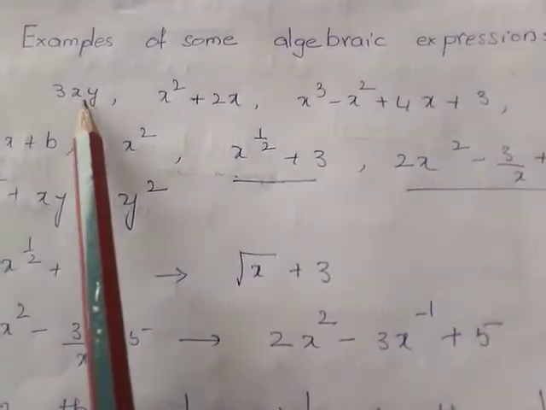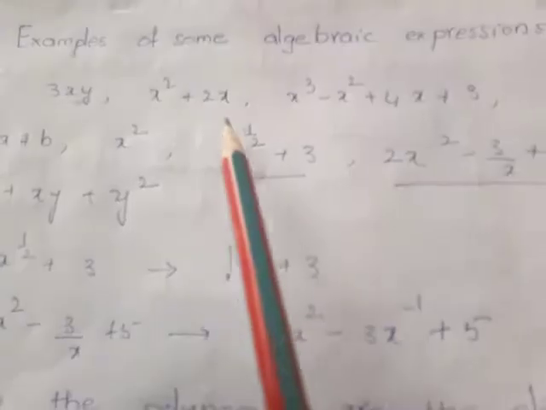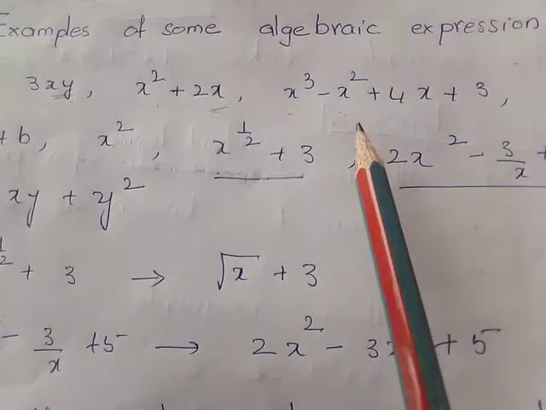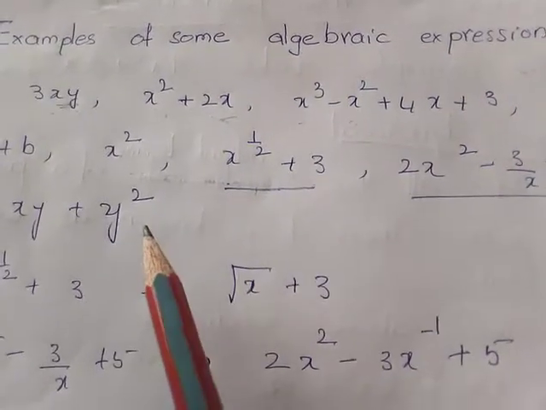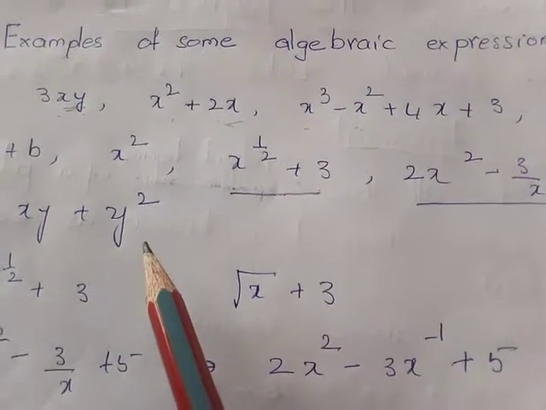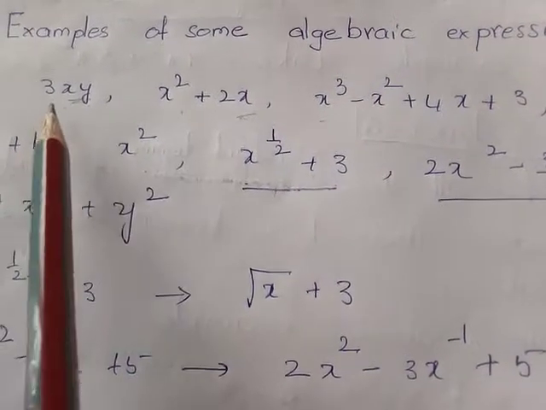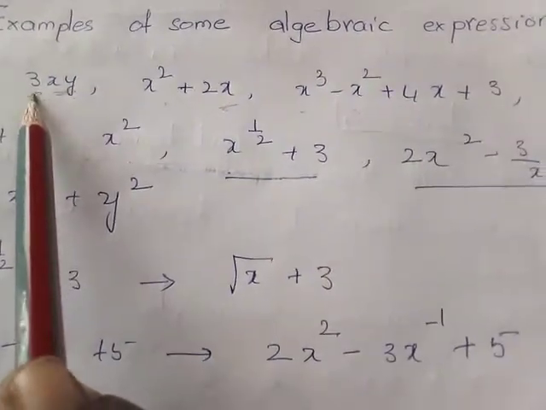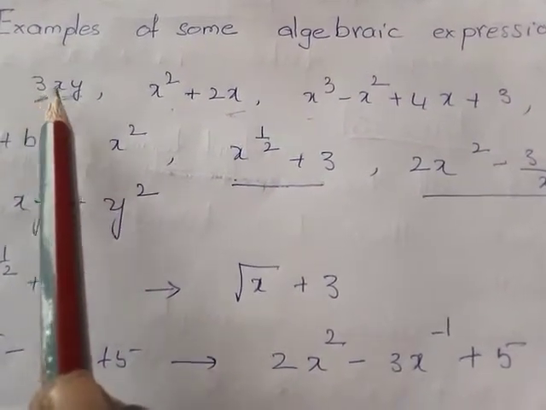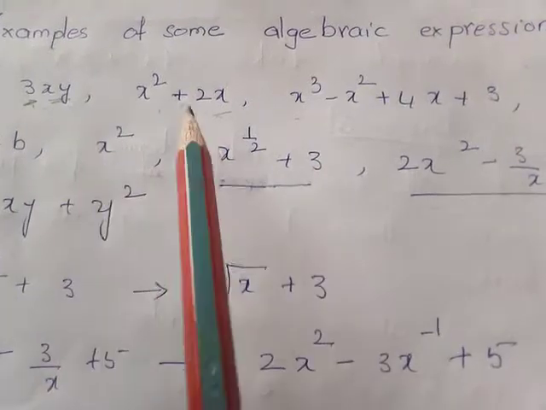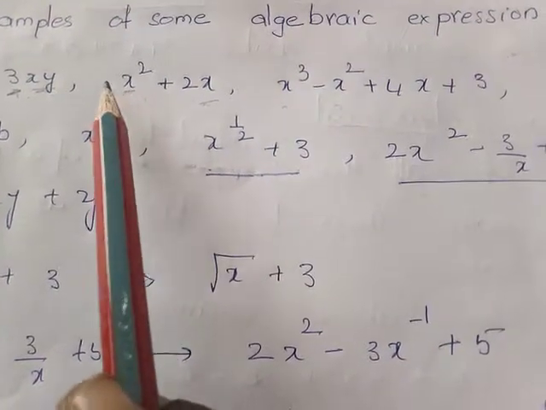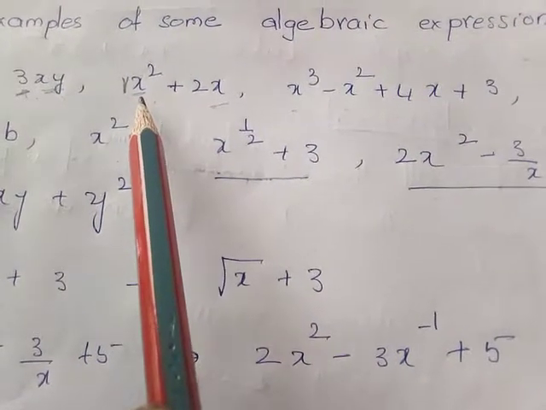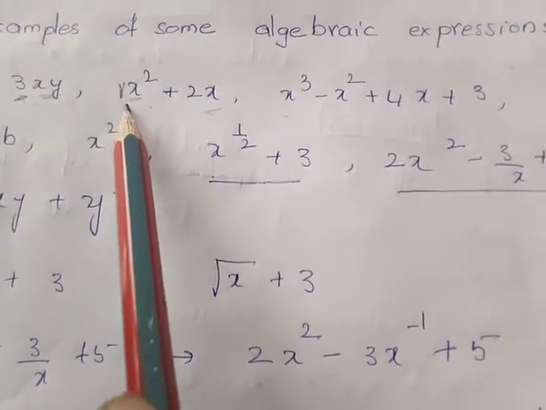In these algebraic expressions, these alphabets x, y, x square are called variables. And the number here, this is multiplying xy here, so these are called coefficients. Here the coefficient of xy is 3. Here nothing is there, we can write it as 1 into x square. We should not write 0 because 0 into x square is 0. So we have to write 1.